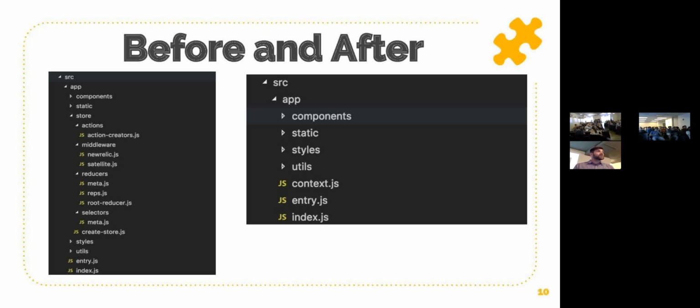We then had the reducers folder that set up the reducer for each thing that we were trying to follow, such as the meta or the current reps on the page. Then we had the selectors folder that made it a little bit easier to grab things out of the current Redux store. On the right side, you can see I got rid of that entire folder and just replaced it with one simple file called context.js.